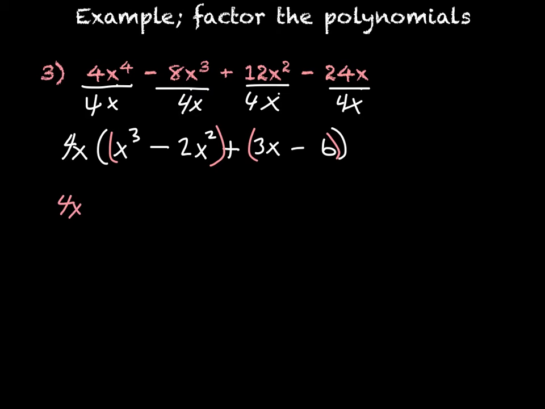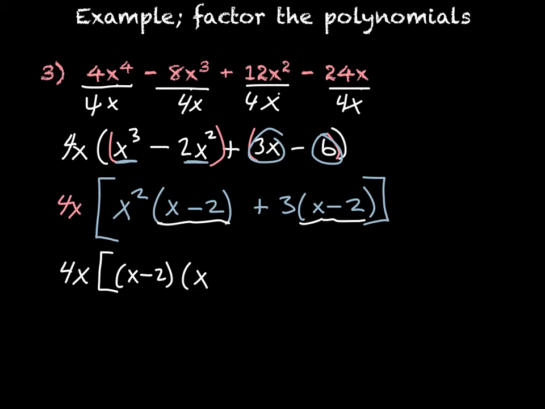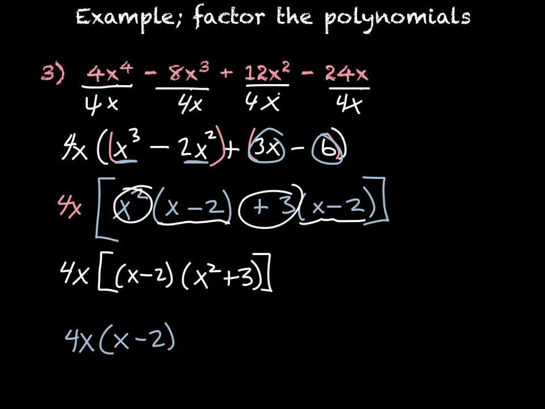And I have 4x on the outside. Then I'm going to factor out here. So I can factor out an x squared, leaving me with x minus 2, plus what's next. Of this next one, I can factor out a 3, leaving me with x minus 2. And again, I now know that's correct because I have an x minus 2 and I have an x minus 2. So that's going to leave me with 4x, x minus 2, times what's left, x squared plus 3. So my final answer is 4x times x minus 2 times x squared plus 3. And that is your final answer.